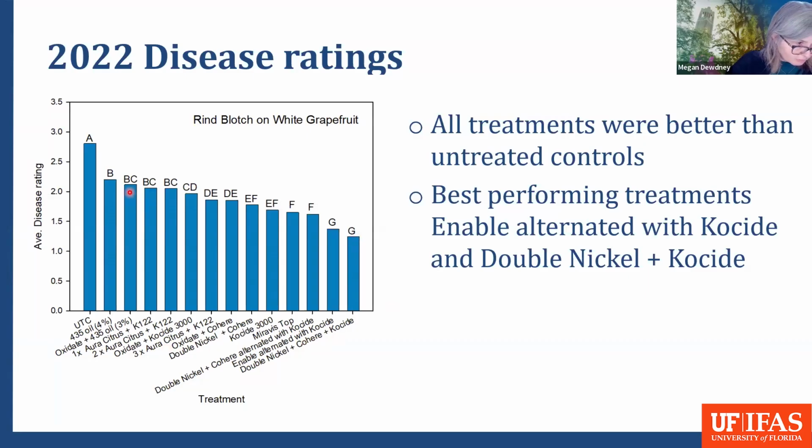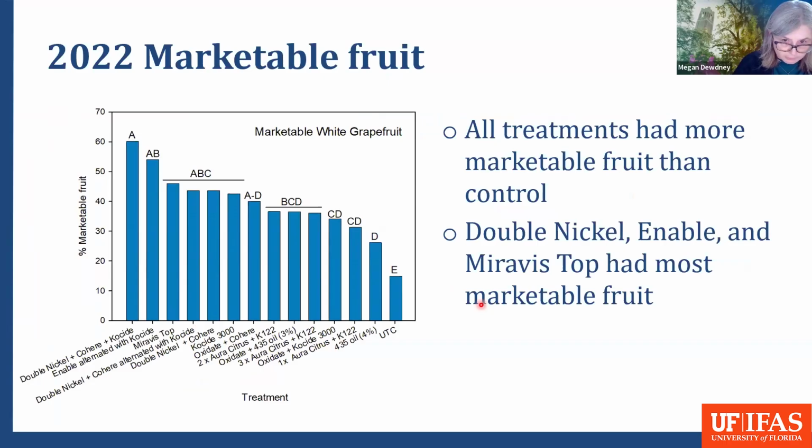The Aura Citrus, it certainly did have an effect, but it didn't have the effect we were hoping for. And Oxidate, again, also had an effect, but not as good an effect as we would like for a product. So our best performing treatments, as I said, were the Enable alternated with Coside and Double Nickel alternated with Coside. But all of the treatments that we tried would reduce your disease. Looking at the marketable fruit, all treatments had more marketable fruit than the control. So here is our, remember, that was categories 1 and 2.